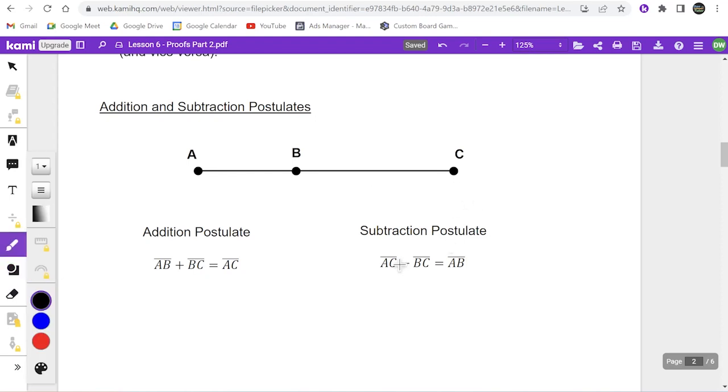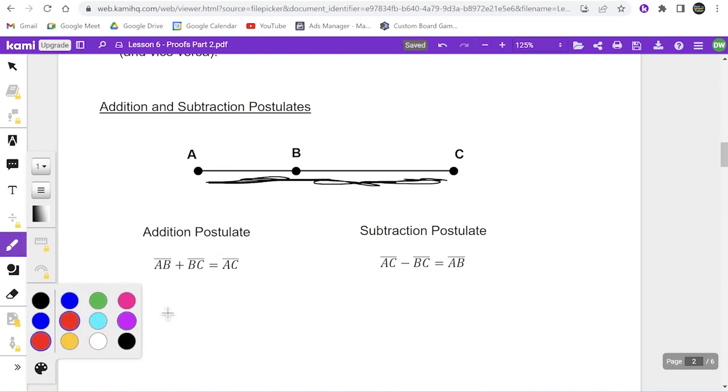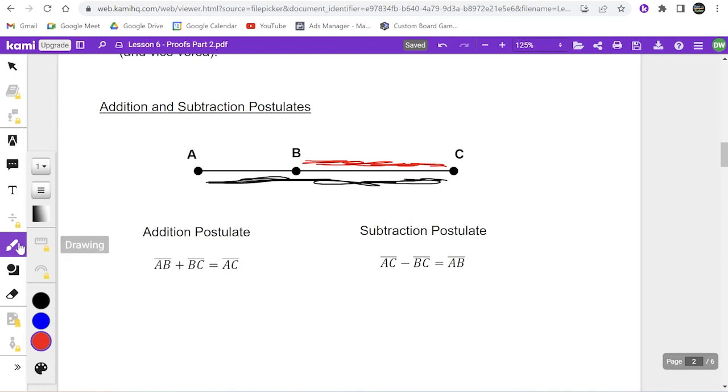And then we have the exact same thing with the subtraction postulate, except this one you have to use your brain more. If you have AC, the whole thing, and then you subtract BC, I'll subtract it in red here, what are you left with? You're left with AB. And that's another way of using the subtraction postulate. Any questions on either of those?